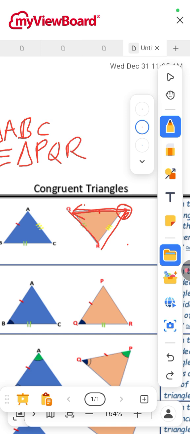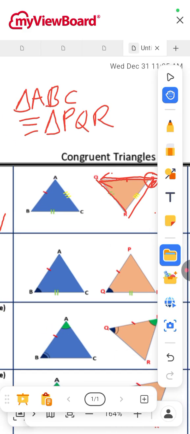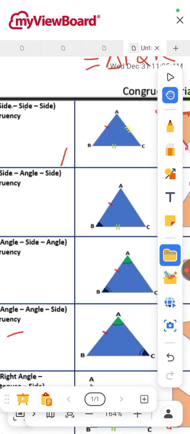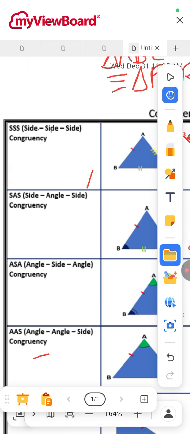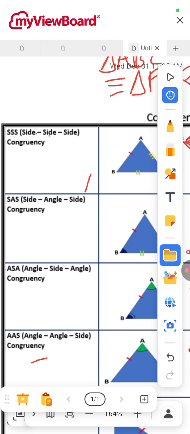not triangle QPR. Yes, so if I say ABC is congruent to QPR, that's actually wrong. That's not correct. So we have to also watch the way we name the triangles when stating the congruency. Okay, so that's for the first condition. Now let's move to the second condition, which is SAS congruency.